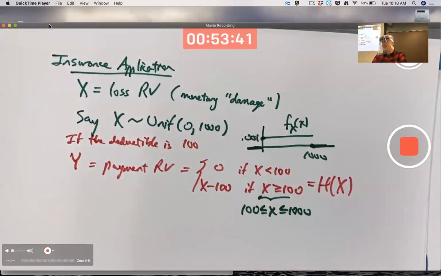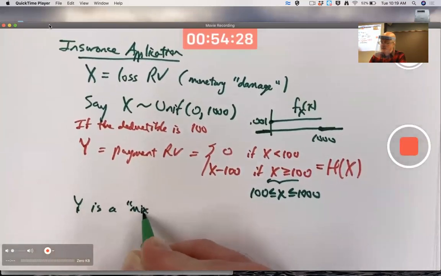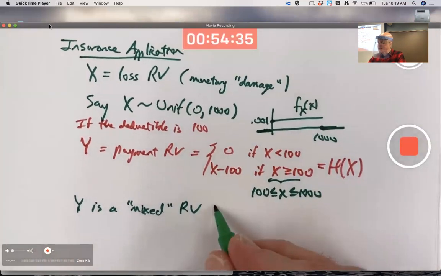Now you would think, perhaps, that this must mean Y also has a uniform distribution on the interval from 0 to 900, say. You would think. That's not quite right. Why? Because there's a non-zero probability that Y equals 0. There's a positive probability that Y equals 0. Y is not a continuous random variable. It's also not discrete. It's mixed. It's a mixed random variable, partially discrete, partially continuous.